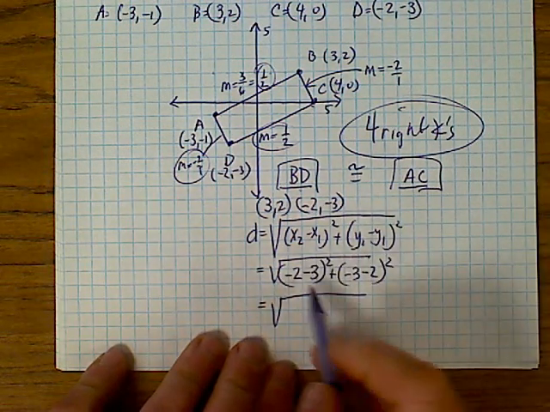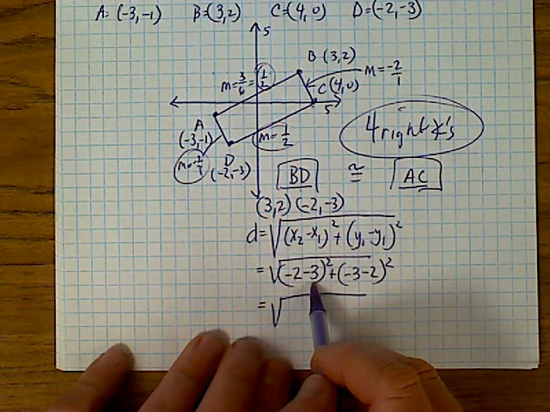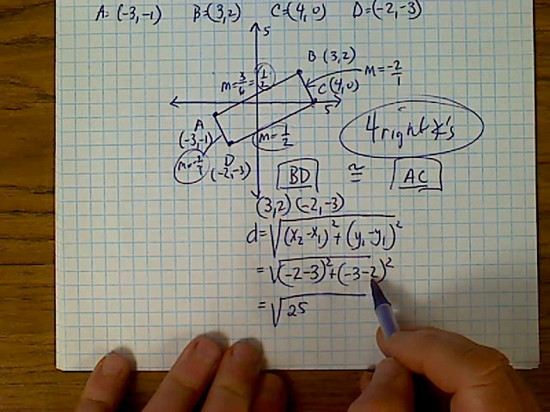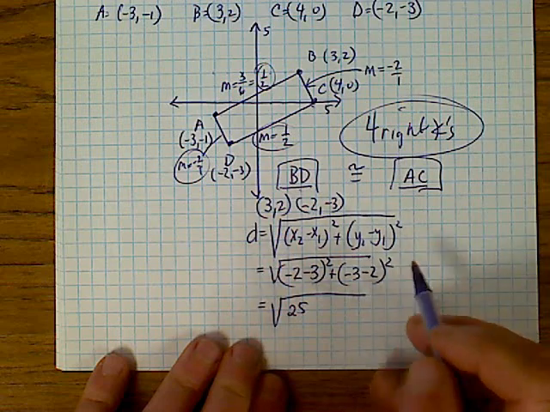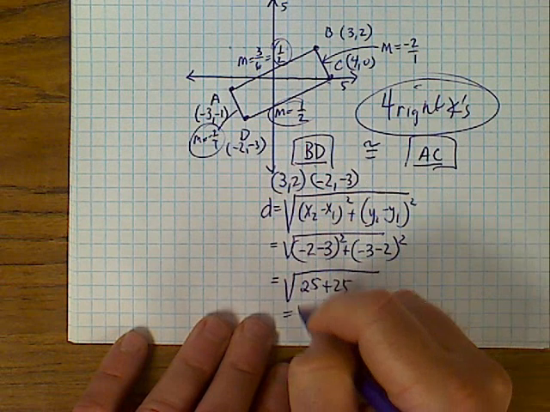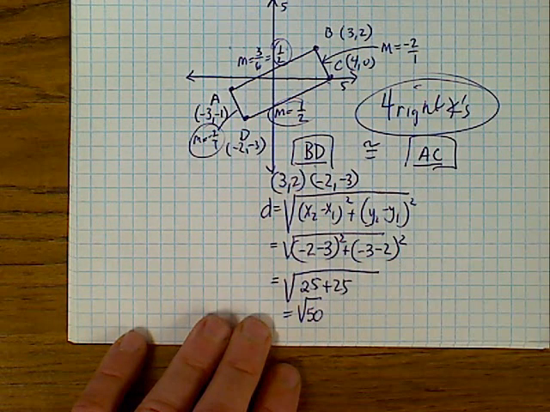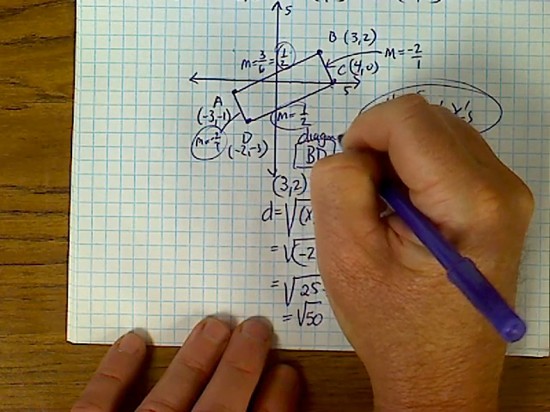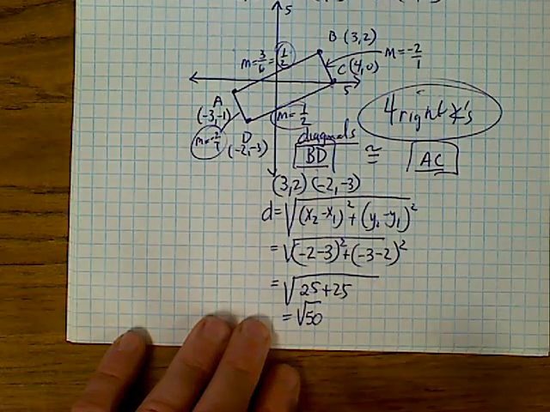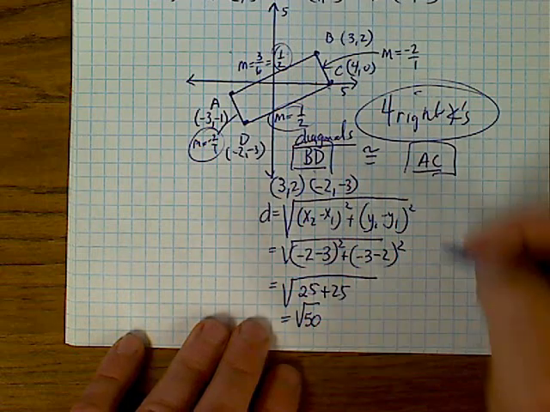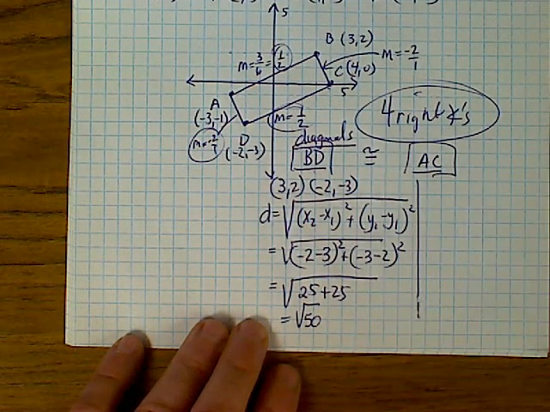Okay, let's keep going. We're going to have the square root of negative 2 minus 3 is negative 5. Negative 5 squared is 25. Negative 3 minus 2 is negative 5 again. Squared is positive 25. So this diagonal BD is the square root of 50. The BD diagonal, here I'll even label it. We're finding the diagonals now. That's the square root of 50. Now we're hoping AC's diagonal is also square root of 50. If it's not, then we do not have a rectangle.